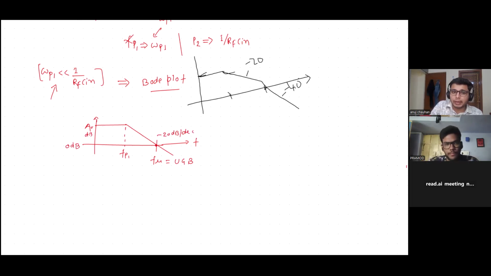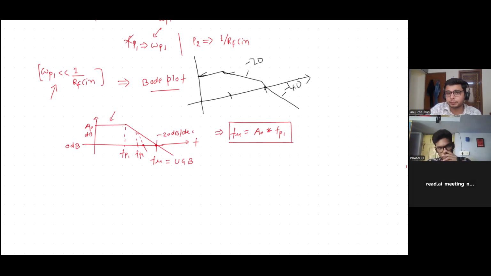But directly saying that UGB is equal to gain times FP1 holds only for the first order system. If there is some pole in between, like FP2 coming here, then the plot goes down, so it is cutting earlier. Directly multiplying this with this is not going to give you this point, which is the actual UGB. So in order to know it, substitute the value in the transfer function.